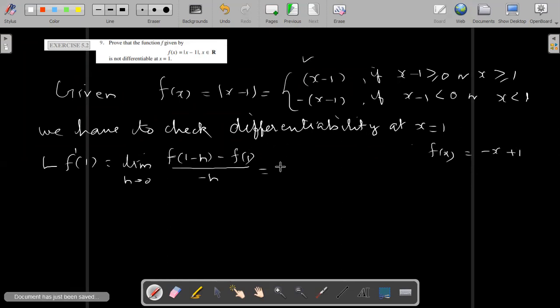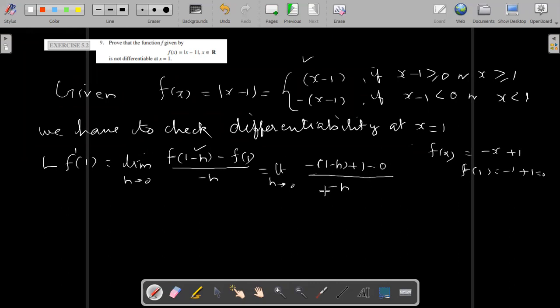So by this definition, limit h tending to 0, x is replaced by 1 minus h. Here minus (1 minus h) plus 1, and f(1) is 0, because minus 1 plus 1 you get 0. So that is minus 0. Then denominator is minus h. Numerator: minus 1 plus h plus 1 becomes h. So limit h tending to 0, numerator is h and denominator is minus h. h cancels, so minus 1 is the value of the left hand derivative.